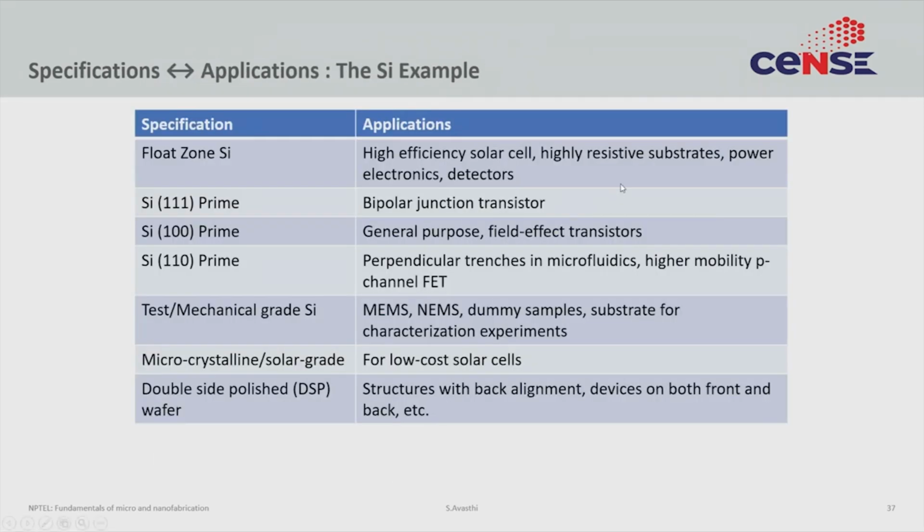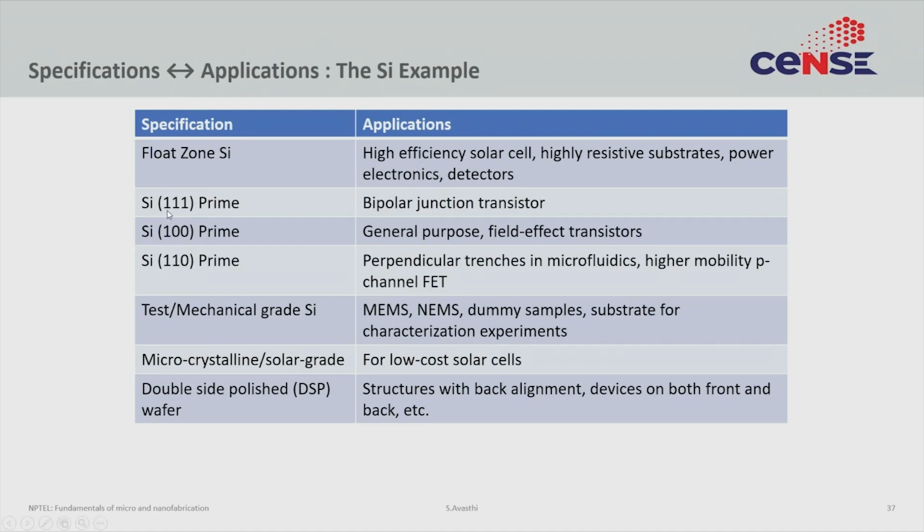Finally, we come back to the specifications we started with. Now some of those specifications will make a lot more sense to you. For example, float zone silicon typically would mean it can be very highly resistive, it can have very low concentration of impurities. So if that is what you need, you should get float zone silicon. What does prime mean? Prime simply means that we are getting the wafer from the front end of the ingot where the impurities tend to be the lowest.